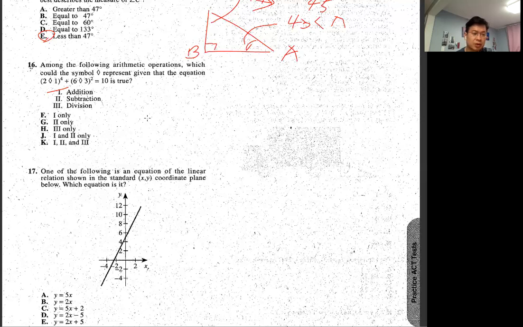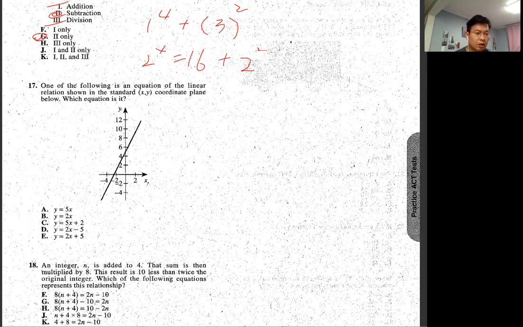Subtraction. 2 minus 1, 1 to the fourth is 1. Plus 3 squared, which is 9. 10. Oh, makes sense. Division. 2 to the fourth is already 16. It doesn't work. And plus 2 to the square. No. It's only subtraction. One of the following is equation the linear below.